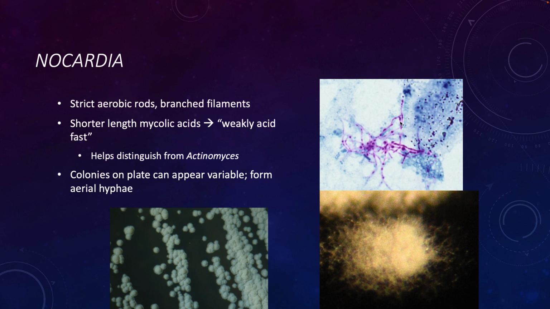Colonies on a plate don't necessarily appear consistent. So this is a pure culture, but you see there's some really tiny colonies, some that are larger, some that have spread a little bit farther. They're kind of irregularly shaped. It's not a consistent formation. And they can even sometimes, because of this filamentous structure, form these hyphal type structures. So they can look almost like a mold on a plate, but it is actually a bacterium.